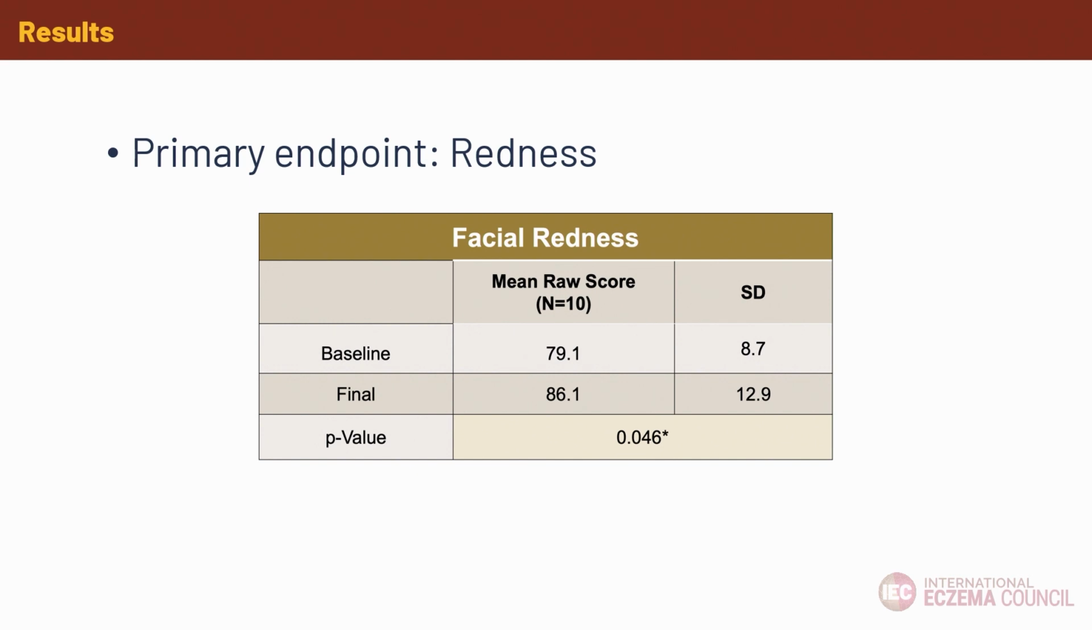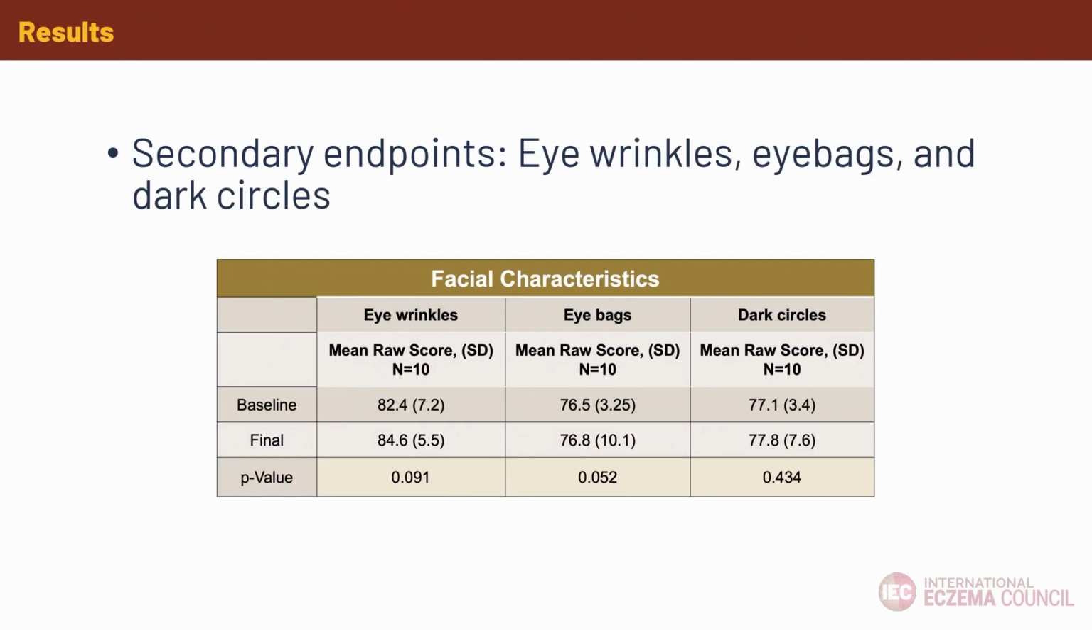So the changes in mean raw score for facial redness indicated a statistically significant improvement from baseline to final visits at 8 weeks after initiating treatment. And this is for facial redness. While raw scores for eye wrinkles, eye bags, and dark circles did improve on average after 8 weeks of treatment, they did not produce statistically significant results.